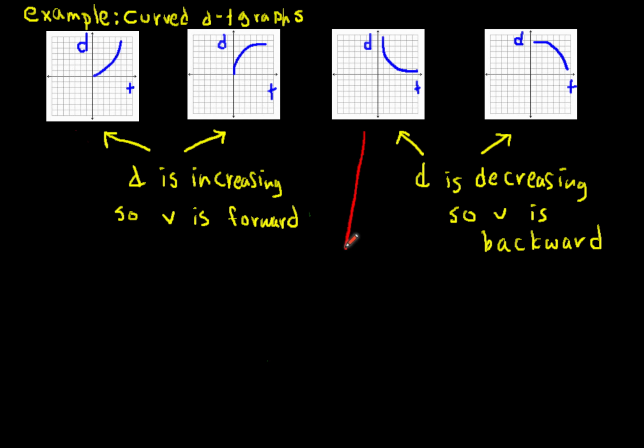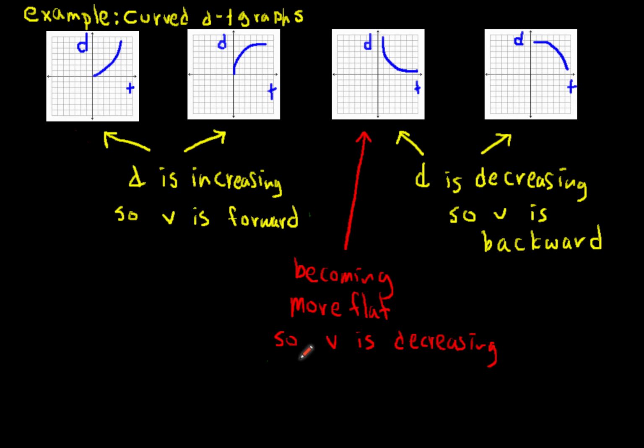The second two set of graphs have the velocity in a backwards direction. The first one is becoming more flat. When the graph becomes more flat, we know that the v is decreasing because the slope is decreasing. So in the third d versus t graph, the object is slowing while traveling backwards.